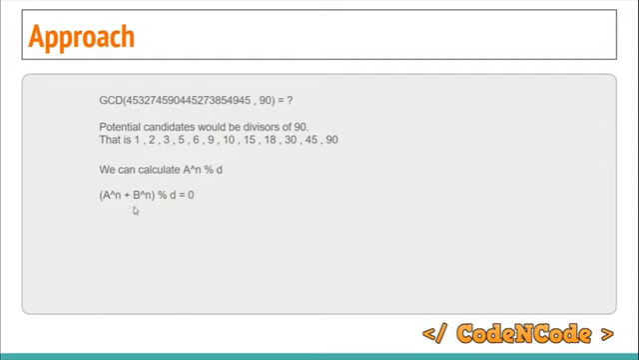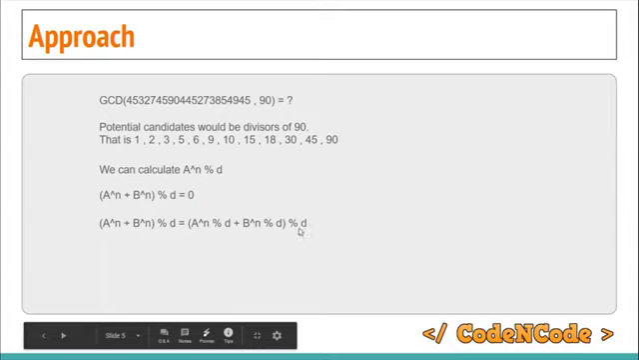But the same problem is again, a raised to power n plus b raised to power n would be beyond our reach. But in lectures 9 and 10, we have also seen that a raised to power n plus b raised to power n modulo d can be calculated as a raised to power n modulo d, which we can calculate, plus b raised to power n modulo d, and the whole modulo d.